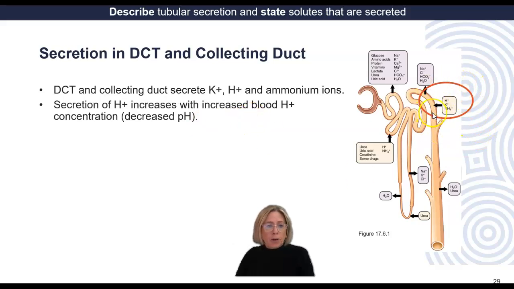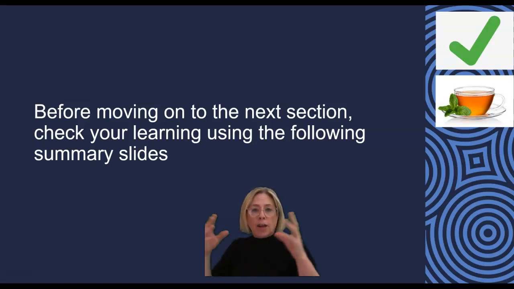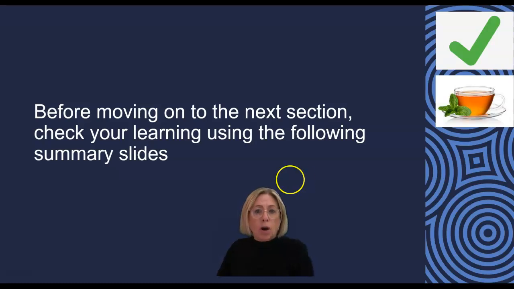And then tubular secretion also occurs in the distal convoluted tubule and collecting duct. So we're over here, everybody. We get secretion of hydrogen and potassium ions and also ammonium ions. And secretion again of those hydrogen ions increases with an increased blood hydrogen ion concentration, so obviously as the pH is decreasing and becoming more acidic. So that brings me to the end of this section of the topic. And when I come back, we're going to finish up talking about how the urine is actually concentrated and the hormonal regulation of the nephron in terms of water conservation.